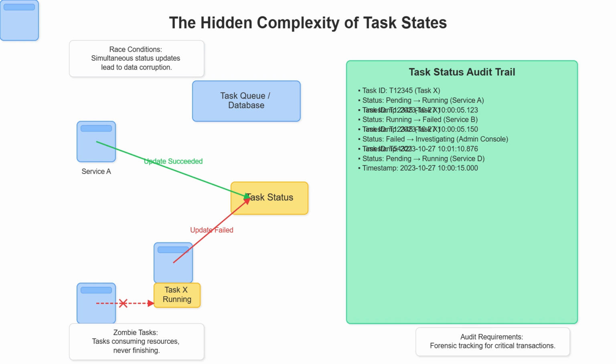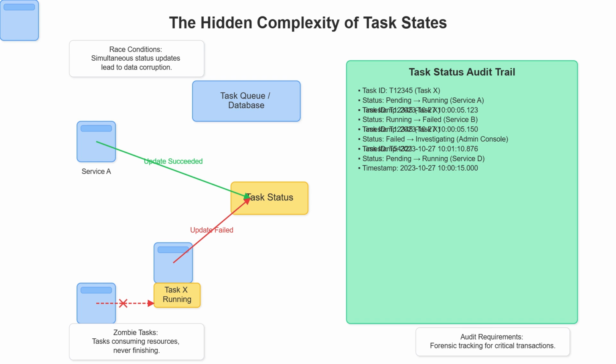Then there are zombie tasks. These are tasks that start but never finish, perhaps due to a server crash or an unhandled exception. They appear to be running indefinitely, consuming valuable resources and blocking dependent workflows, but are actually stuck in a purgatory state. Finally, consider audit requirements. In production environments, especially for financial or regulated systems, you need forensic-level tracking. If a critical transaction fails, stakeholders demand to know exactly when and why each status change occurred, requiring an immutable, traceable history.